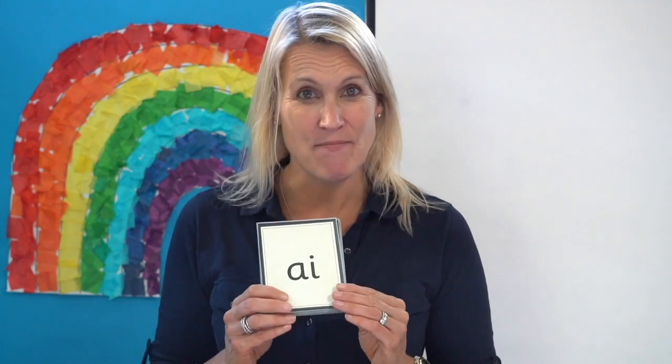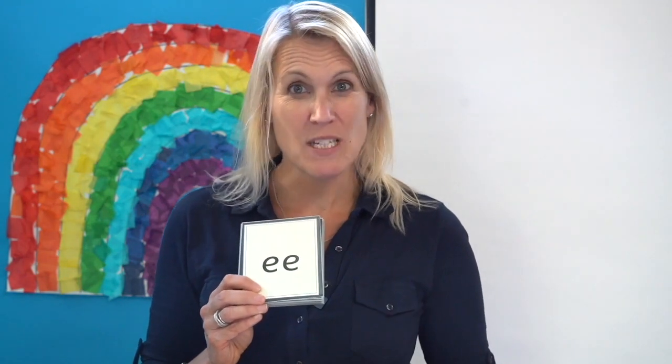Let's read some phonemes that you already know. I'll show you the graphemes on the cards and I want you to read them aloud. This first card says A and this one says E. Off you go.